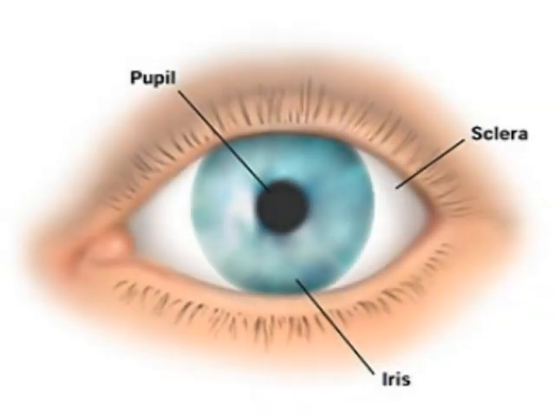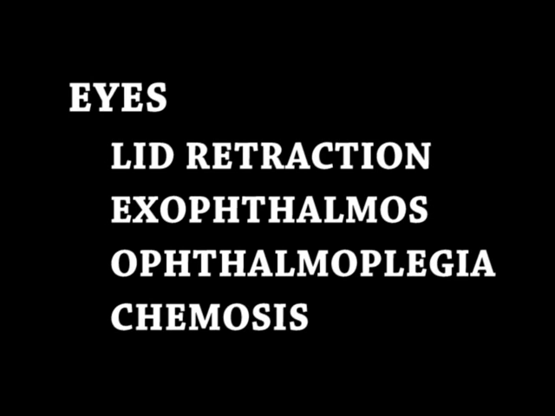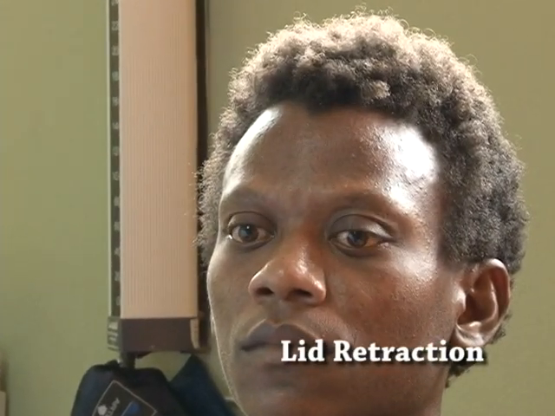The eyes. Four important changes occur in the eye. They may be unilateral or bilateral. These are lid retraction, exophthalmos, ophthalmoplegia, and chemosis. Lid retraction. This is caused by overactivity of the involuntary muscular portion of the levator palpebrae superioris muscle. In lid retraction, the upper eyelid is higher than normal and the lower lid is in its correct position.